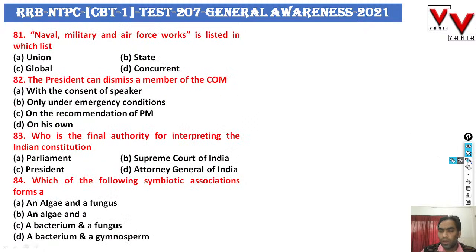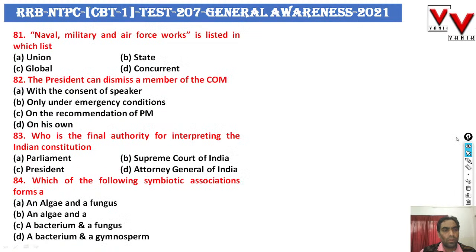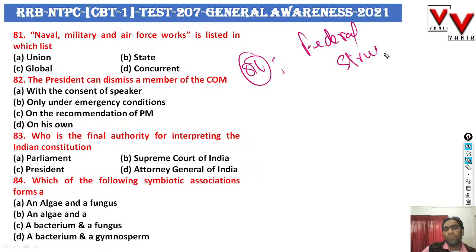That is the 81st question. Naval, military, and air force work is listed in which list? So we believe in the federal structure. Federal structure means, I am not saying that India is a federal country, but we believe in the federal structure.